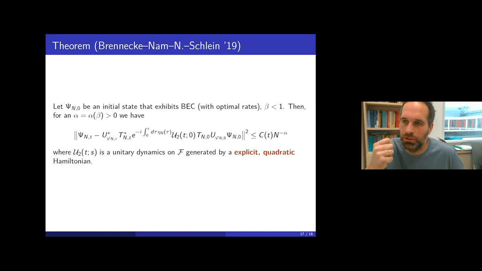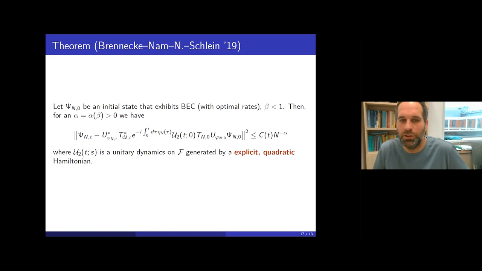So T is explicit, U is explicit, T-star time-dependent is the one that I mentioned before. So they're all explicit quantities. And U2 is a unitary dynamics on the Fock space, which is generated by an explicit quadratic Hamiltonian. So the point is that you have an n-body state, you map it to a Fock space state by removing the condensate, and then the excitations on the excited Fock space, you evolve them according to unitary dynamics, which are explicit. I don't write them out, they're quite long, but they're explicit.